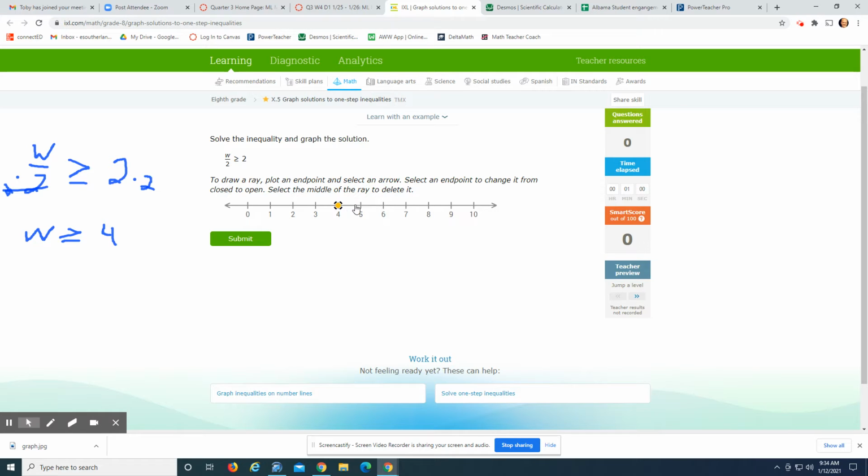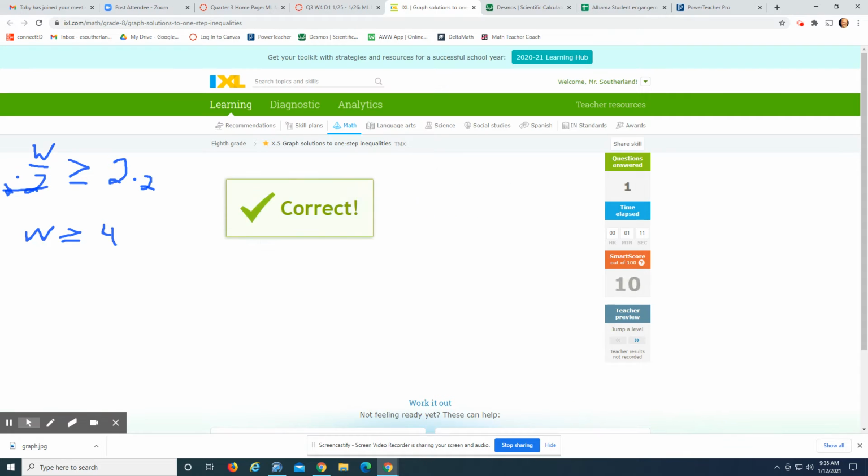We'll go to the side that is greater than 4. Well, everything to the right of 4 is greater than that. And then you're going to click on the arrow. Notice that's filled in. And then you're going to click submit. That's all there is to it.